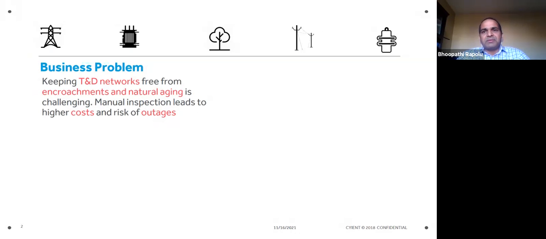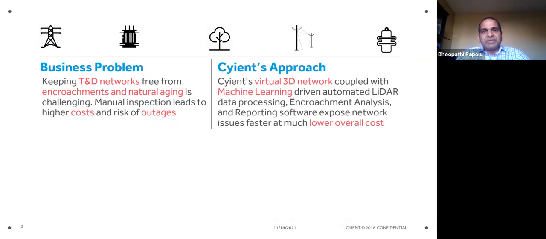And historically, utilities have been depending on manual inspection of right-of-way assets. That leads to higher costs and risks of outages. So we've been talking about digitizing and building 3D virtual networks or building digital twins to manage right-of-way assets to a certain extent. There are various ways of managing it.